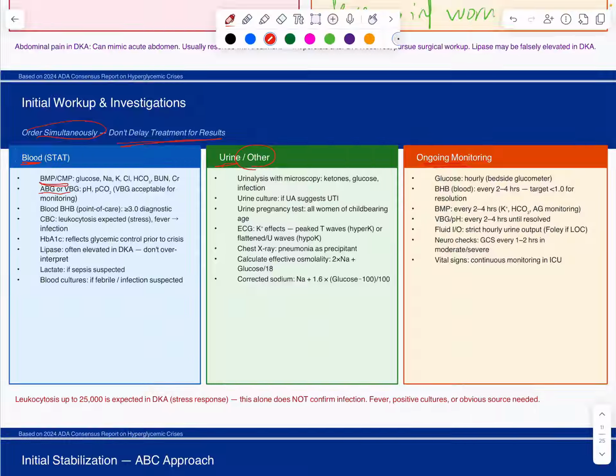We'll need ABG or VBG for the acidosis part and also the compensation. We'll need to check the blood beta hydroxybutyrate, which can be point of care, and if it's above 3, that can be diagnostic. We'll also get a CBC because, as we said, the number one trigger, the most common cause for DKA and HHS, will be infection.